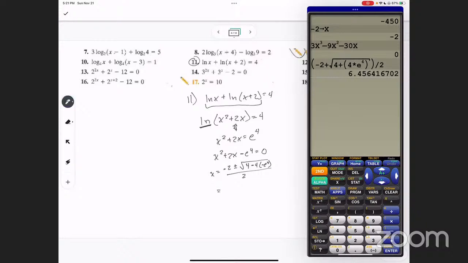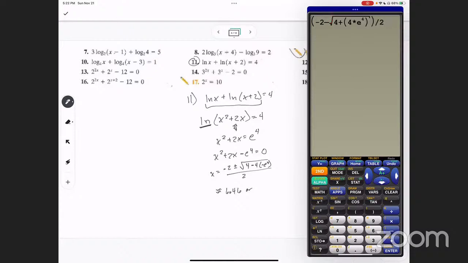So that equals approximately, so you use a squiggly equal sign, 6.46. The square root of 4 plus 4e to the 4th, divided by 2. So the other is negative 8.46. Those are your two answers.